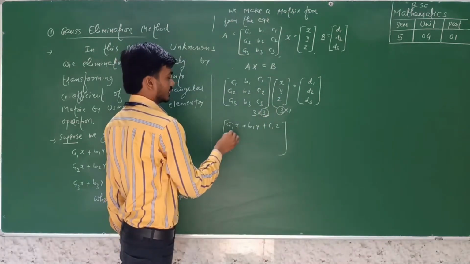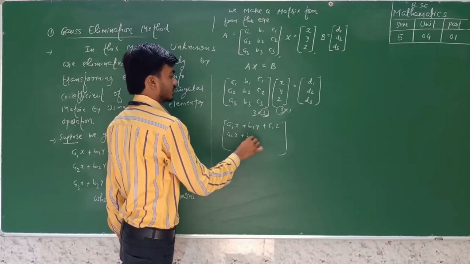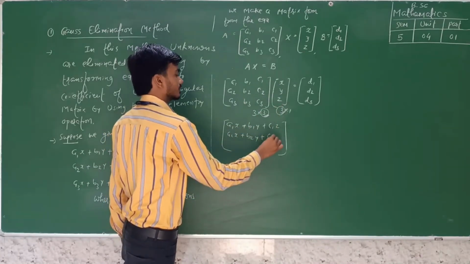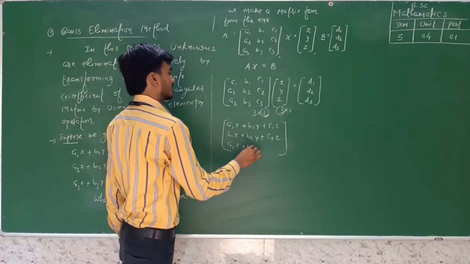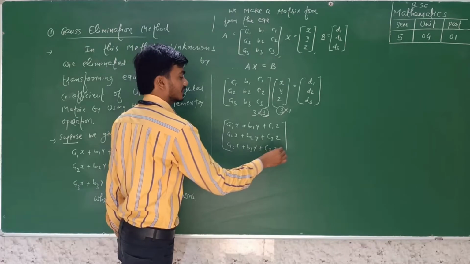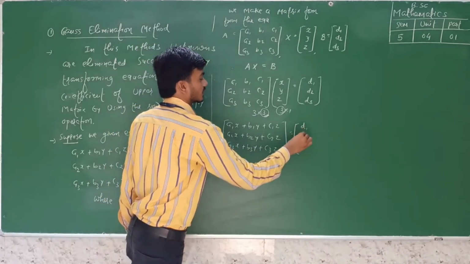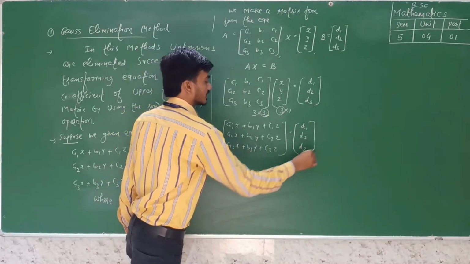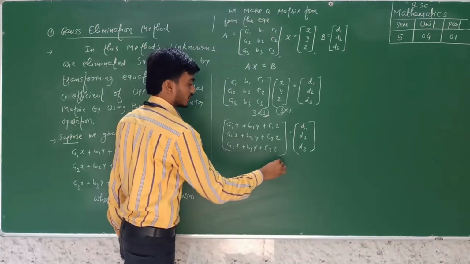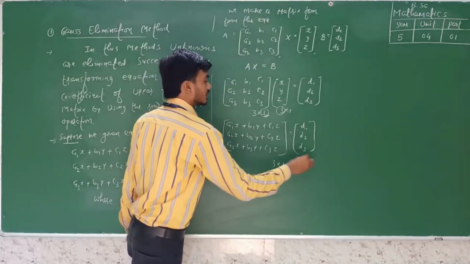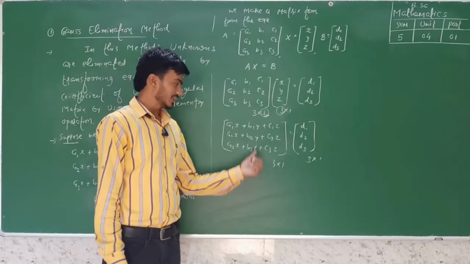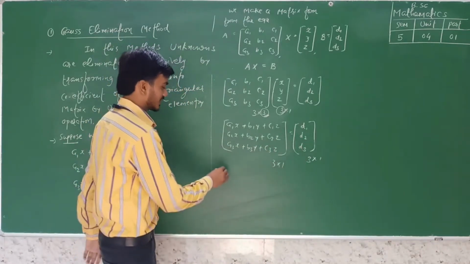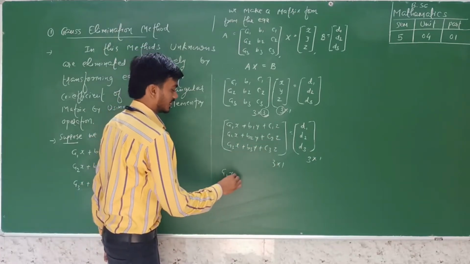Second row and first column, A2x plus B2y plus C2z. Third row and first column, A3x plus B3y plus C3z is equal to D1, D2 and D3. This one has rows 1, 2 and 3 and first column. By equality of the matrix, we can compare the elements.